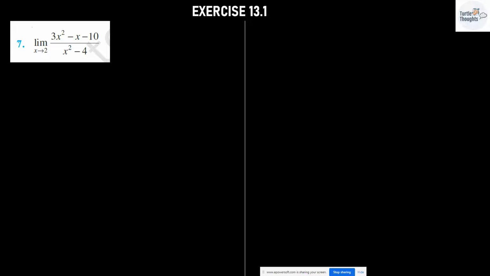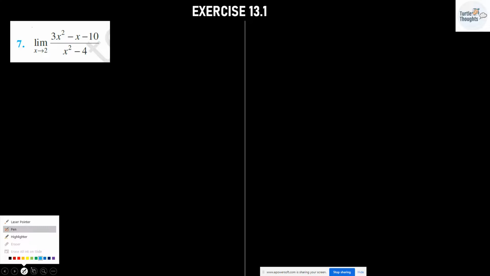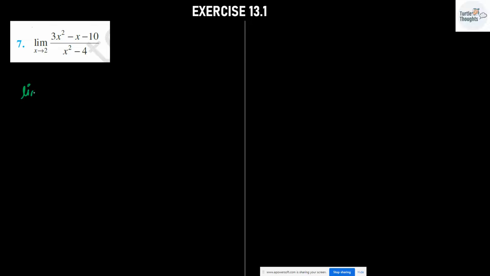All right. Seventh one, limit of x tends to 2 of 3x square minus x minus 10 divided by x square minus 4. I observe that when I substitute the value of 2 here, what is going to happen? 2 square is going to be 4. 4 minus 4 is going to be 0. You cannot divide any number by 0. Then the value is going to be indeterminate, right? So what can I do here? So let me take the same question, limit of x tending to 2 of 3x square minus x minus 10 divided by x square minus 4.